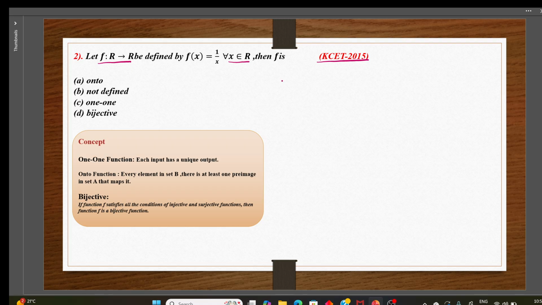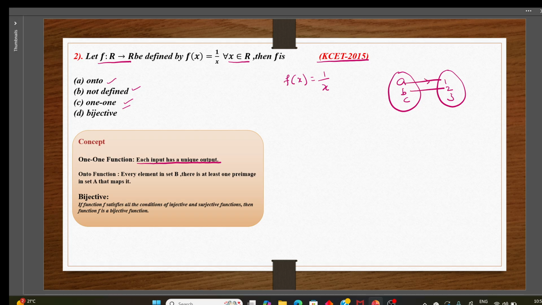Now the given function is f of x is equal to 1 by x. Here we have to check one-one, onto, bijective and not defined. First, what is a one-one function? One-one function means each input has a unique output. For example, for A 1, for B 2, for C 3. This type of function is called a one-one function.